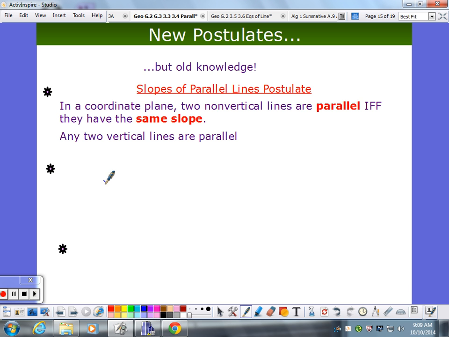Okay, some new postulates, but not new information. We know this already from Algebra 1. So this is now a postulate, so it's a fact. In a coordinate plane, two non-vertical lines are parallel if and only if they have the same slope. And why did I say two non-vertical lines are parallel? And then I have another secondary statement here: if they are vertical, any two vertical lines are parallel.